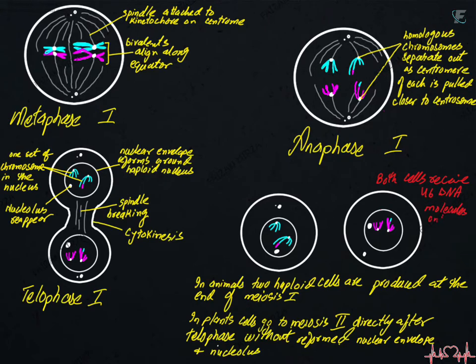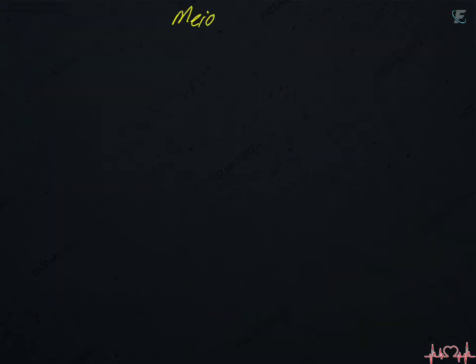Both cells here have received 46 DNA molecules on 46 chromatids and 23 chromosomes. So the number of chromosomes has halved, the number of chromatids has halved, the number of DNA molecules has halved by the end of meiosis I. Now begins meiosis II. In meiosis II, the fact that you need to keep in mind is that the two daughter cells of meiosis I enter meiosis II.